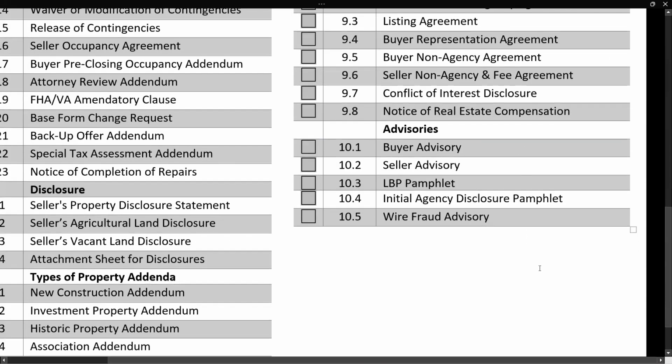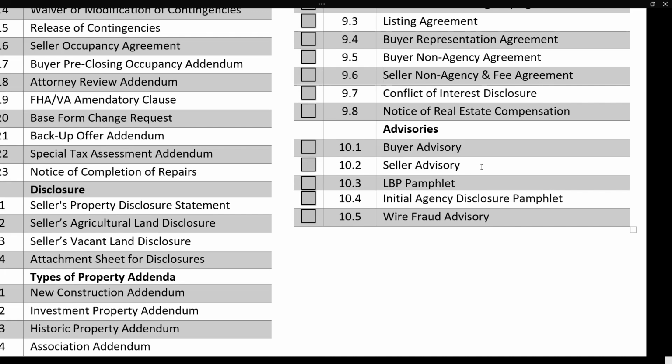This is the last section in our library, and it's the section that is the least formulaic or the least legal. It is advisory language. 10.1 and 10.2 are the buyer and seller advisories. These advisories are paper shields for the client and paper shields for the broker. You provide a buyer or seller advisory to your buyer or seller respectively, and these documents should explain to the client the possible risks involved in a transaction.